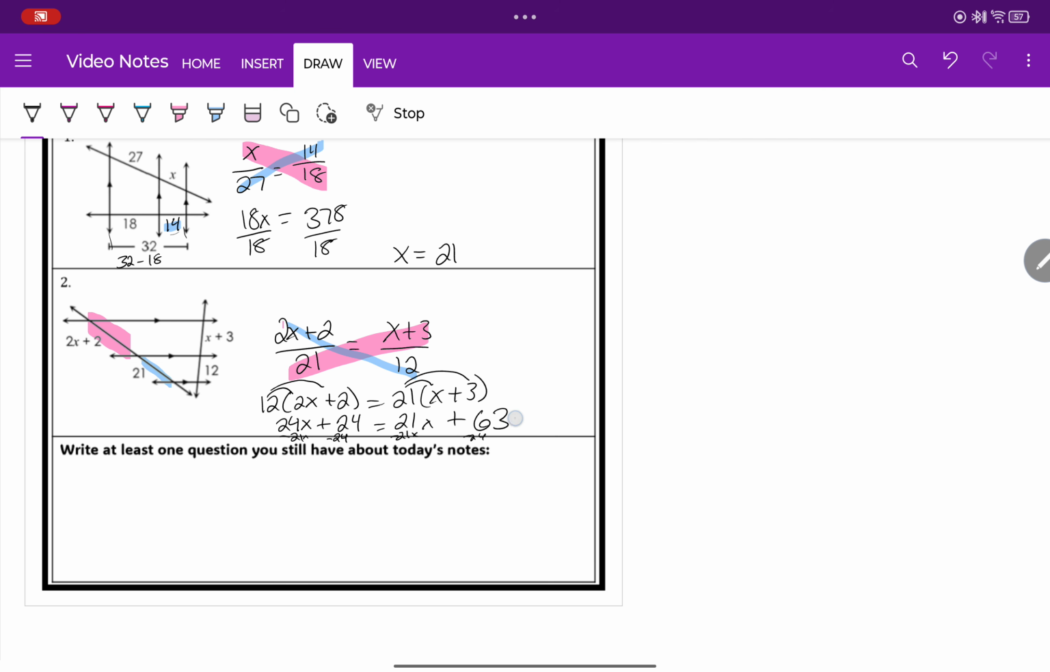So I'm going to move up here, bring my equation here, and I have 3x is equal to 63 minus 24, which is 39. Divide both sides by 3, and I get x is equal to 13 for my final answer.